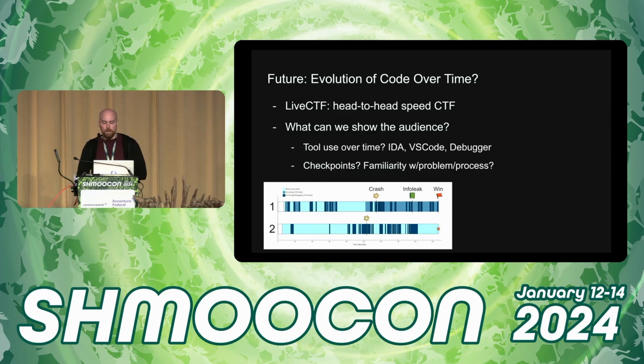One of the obvious things is tool use. If you're familiar with the tools, you could understand, hey, these are the tools they're going to use. If you're not familiar, you could say there are three categories here. They're reversing in IDA, they're writing an exploit script in VS Code, and they're running and debugging the target. Those are the three general tools. In the lower left here, I made a timeline that shows that idea, where different colors show different tools that they're running.